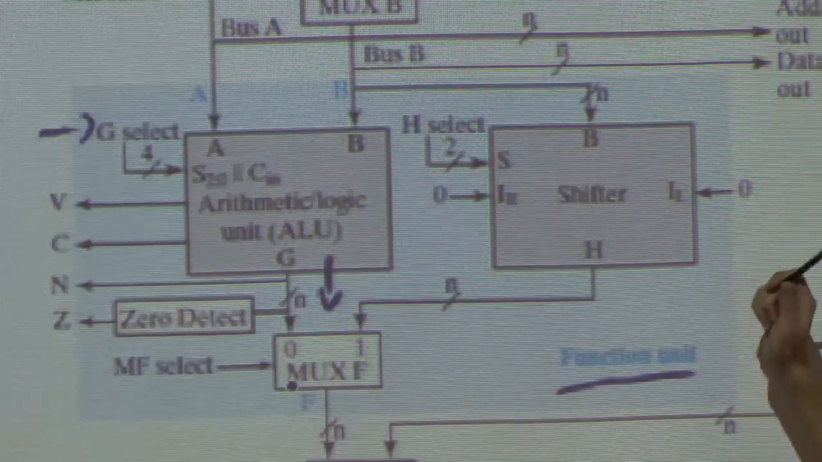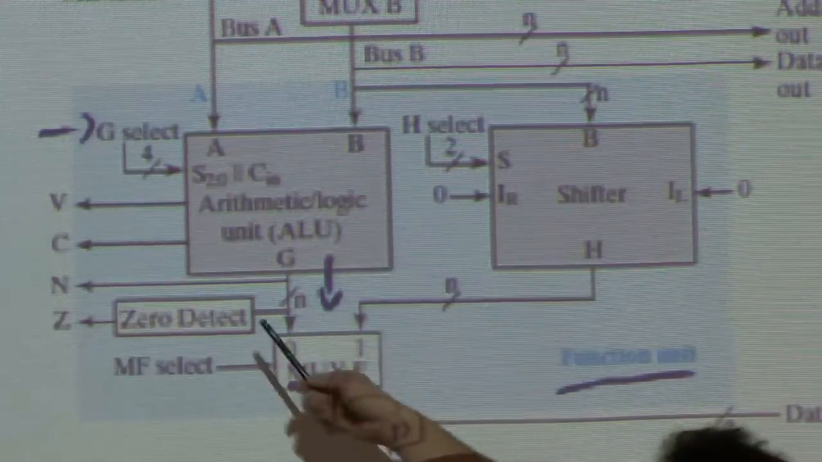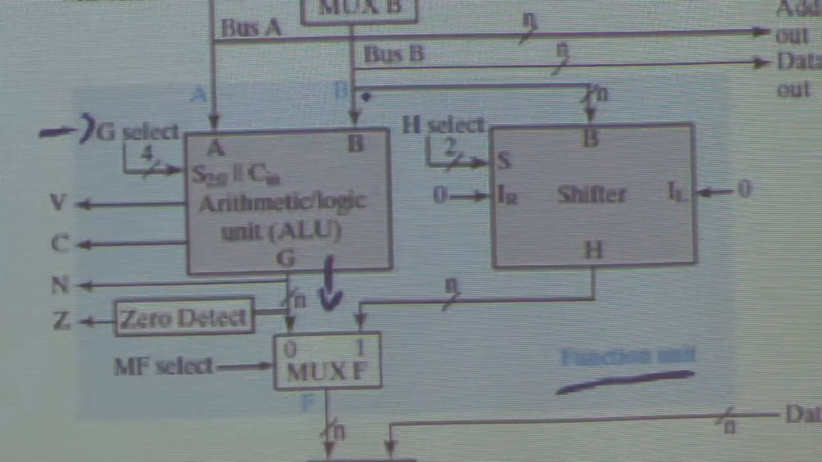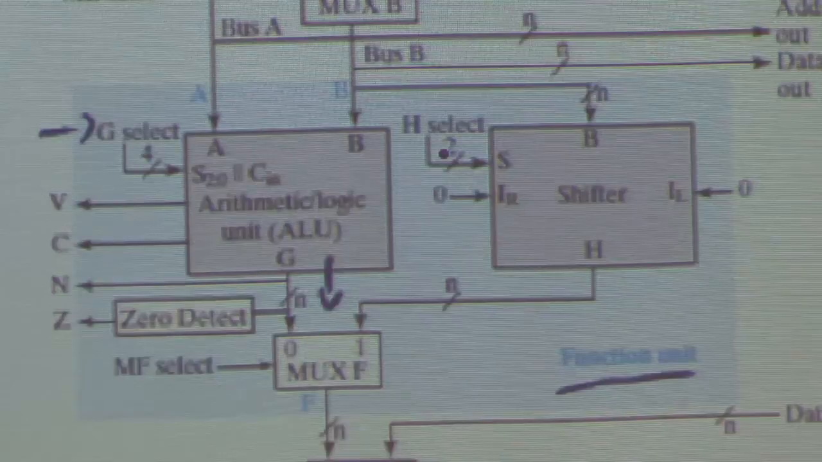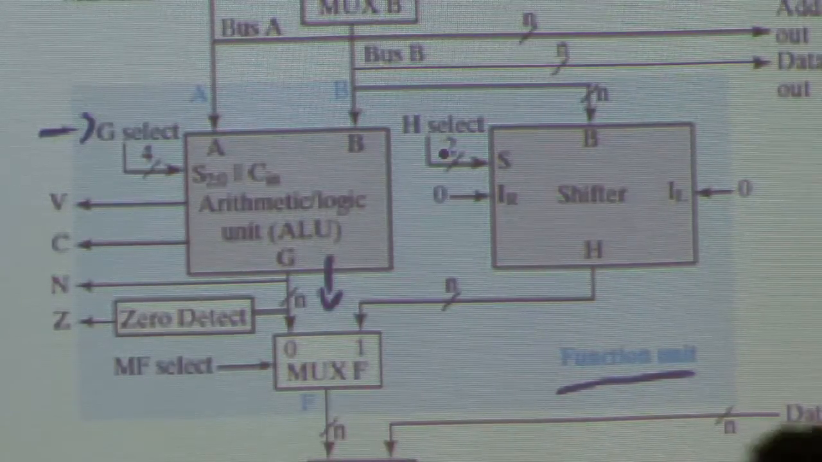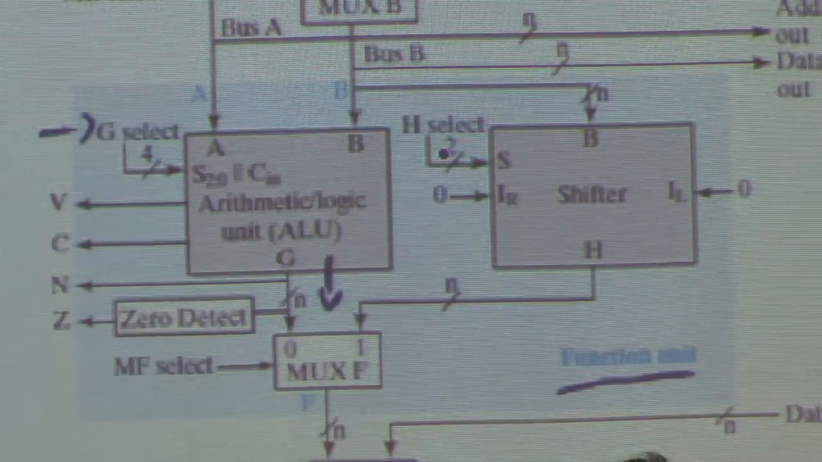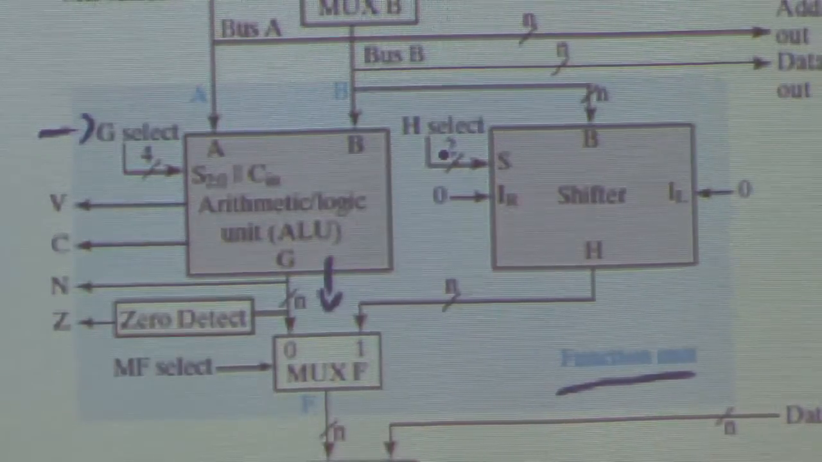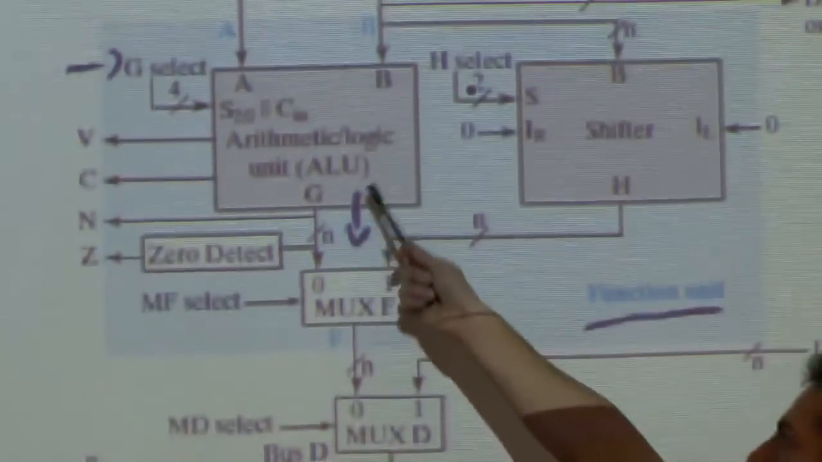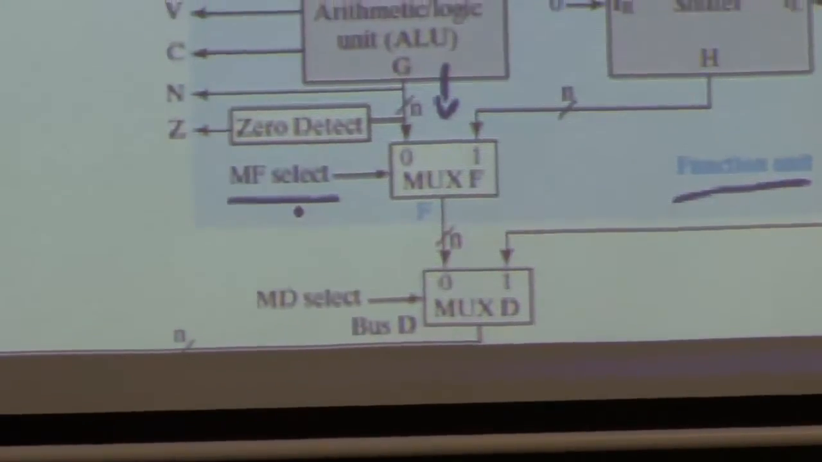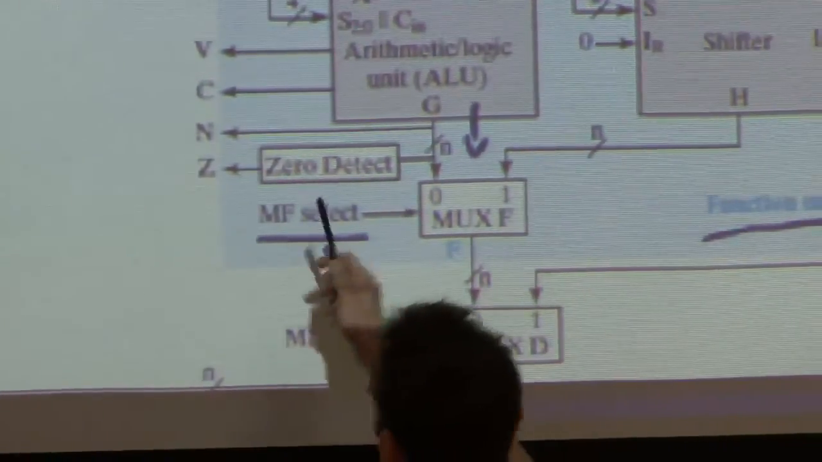And if we choose to use the shifter, we ignore whatever's on A altogether. We only deal with the input line B, coming possibly from the registers selected by the B address. Now we have a multiplexer here that will choose whether we are interested in the output of the arithmetic logic unit or the shifter. So this is the multiplexer of the function unit.